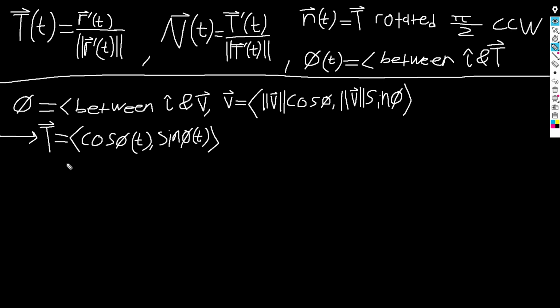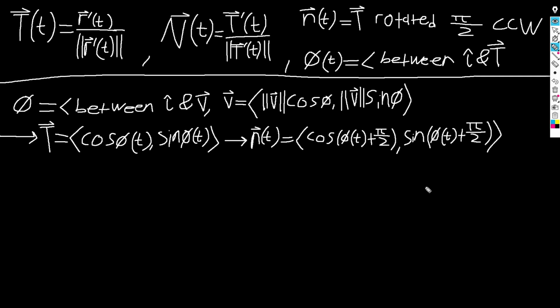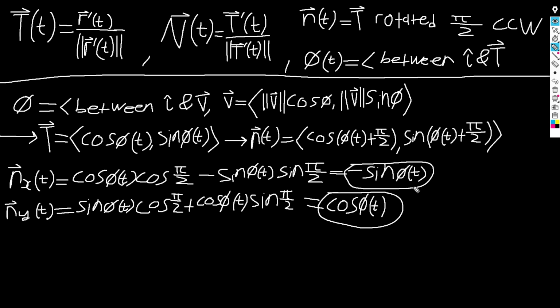We'll do this with the unit tangent too. We don't see the norm here because it's just 1, it's a unit. And we'll express n of t the same way, by adding pi on 2 radians to phi of t, since n is just t rotated pi on 2 counterclockwise. Now we're just going to simplify the components of n into this using angle sum identities.